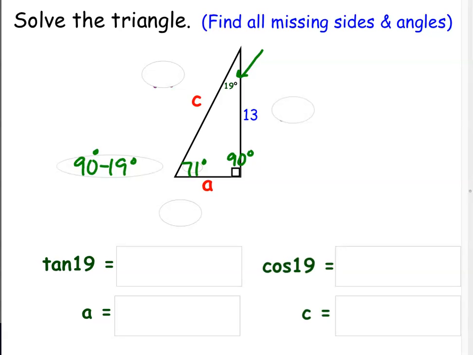So we have a 19 degree angle. Based on that angle, 13 would be labeled adjacent, and A would be opposite, and C would be hypotenuse. Okay, so we have to use the adjacent side. If we're going to find side A, we need a trig function that's using opposite and adjacent. That would be tangent. So we can set this up. The tangent of 19 would be A divided by 13, opposite divided by adjacent.